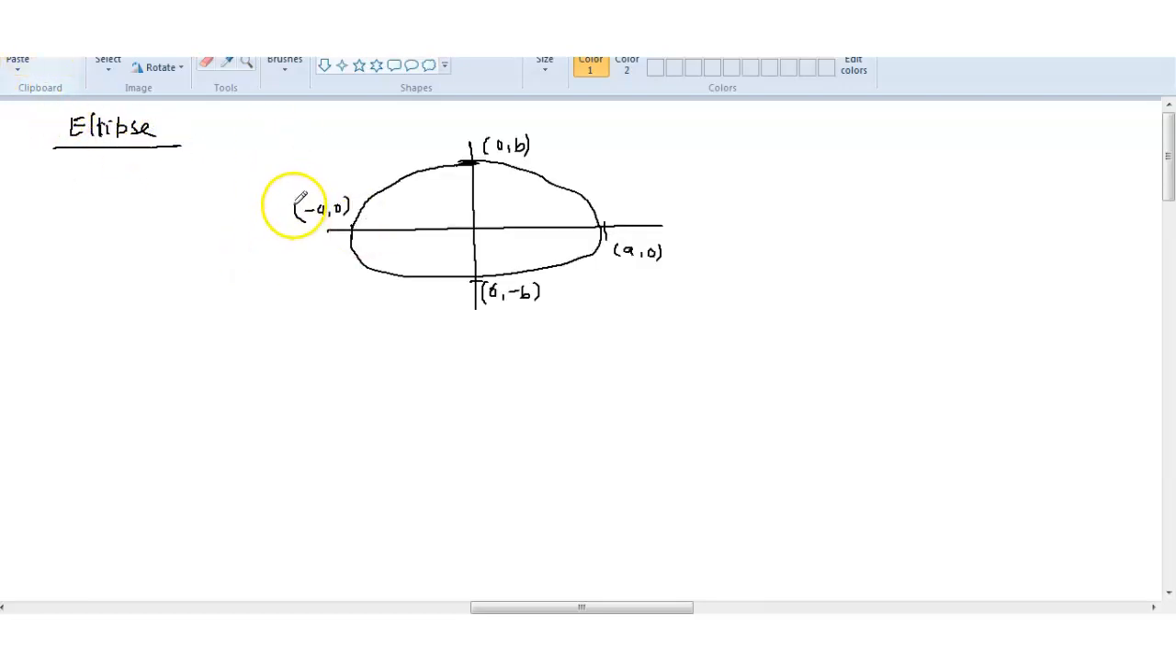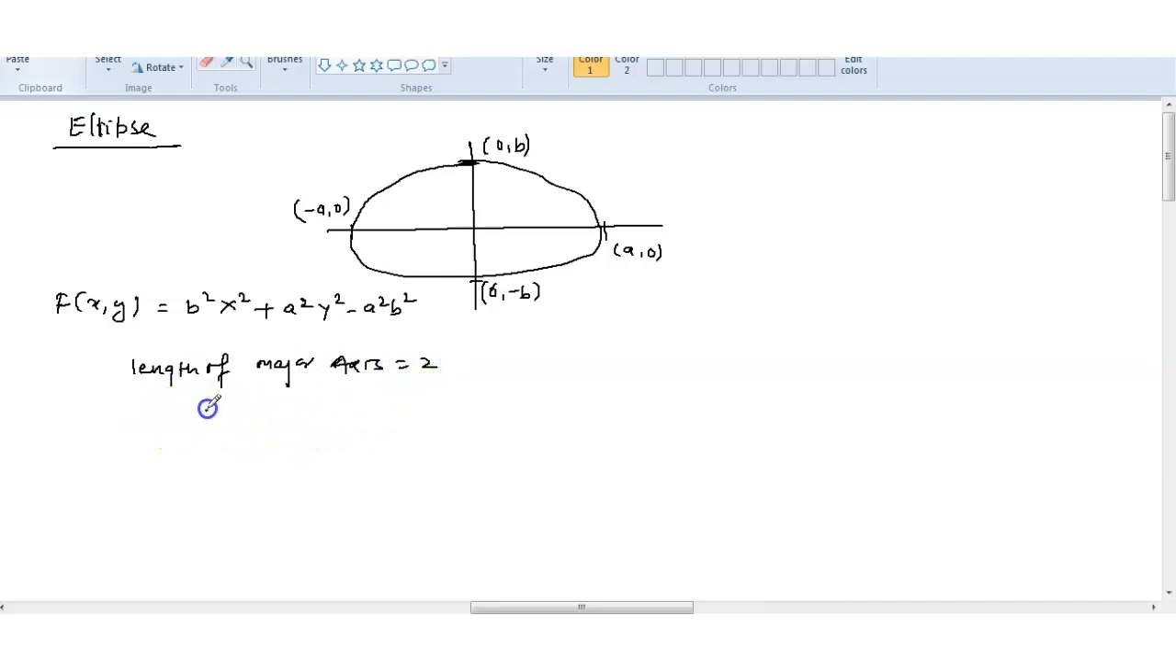In this case, we are drawing the ellipse by using the midpoint algorithm. So this is the ellipse here. The equation of the ellipse we can write here: f of x y is equal to b square x square plus a square y square minus a square b square. This one we can also write as x square by a square plus y square by b square is equal to 1. Any form you can write. Where the length of the major axis is 2a, and the length of the minor axis is 2b.